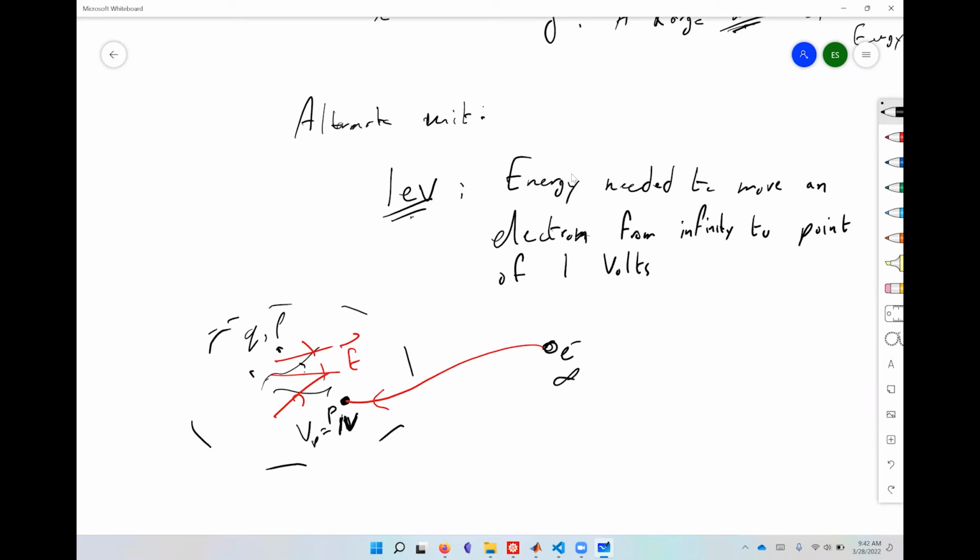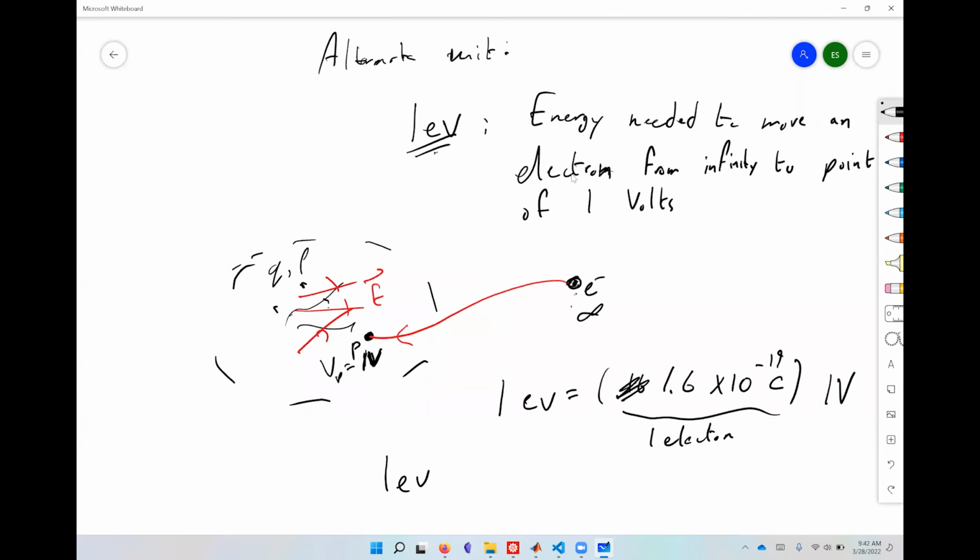So how do you tie it to joules? You know that the voltage is 1 volt here. So the energy per unit charge is going to be 1 joule per unit charge to get a charge from infinity to this point. What is the charge in this case? It's the charge of the electron, 1.6 times 10 to the power minus 19 coulomb. That's the charge of 1 electron, times 1 volt. So 1 electron volt is essentially 1.6 times 10 to the power minus 19 joules.